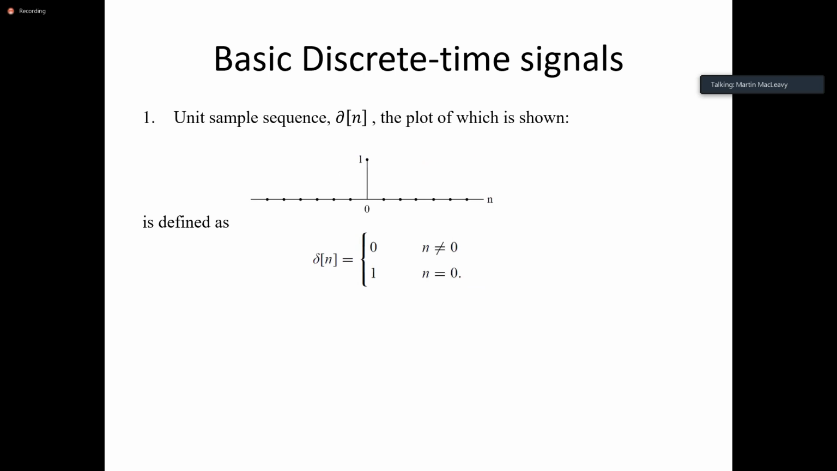So we're going to look at some basic discrete time signals. I'm sure you're familiar with them in the continuous time domain. We will look at how they're represented in the discrete time domain, and we'll see that they actually have a lot more functionality in discrete time processing. So we'll start then with our unit sample sequence, delta n, the plot of which is shown here, and is defined as being 1 when n equals 0 and 0 at all other times.